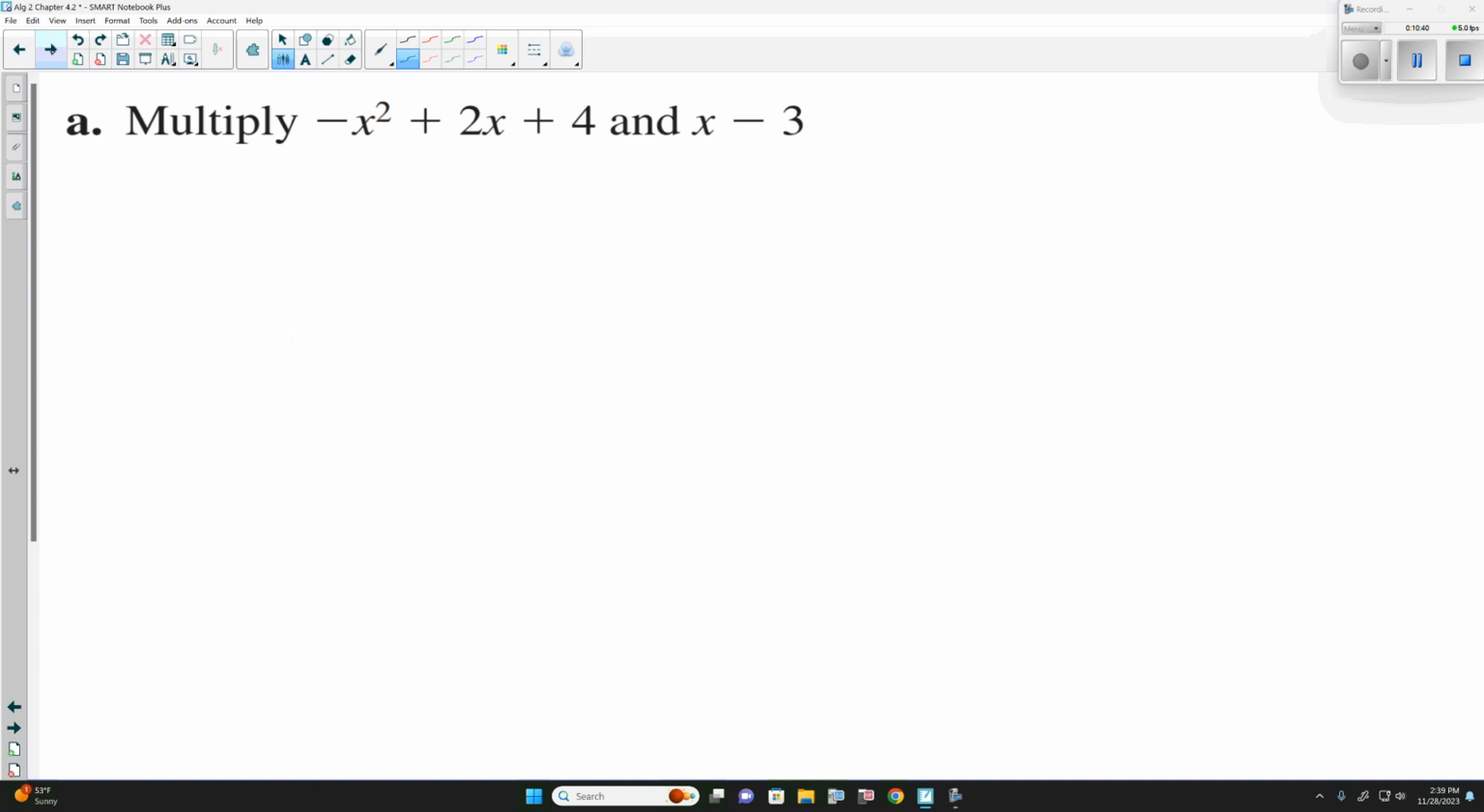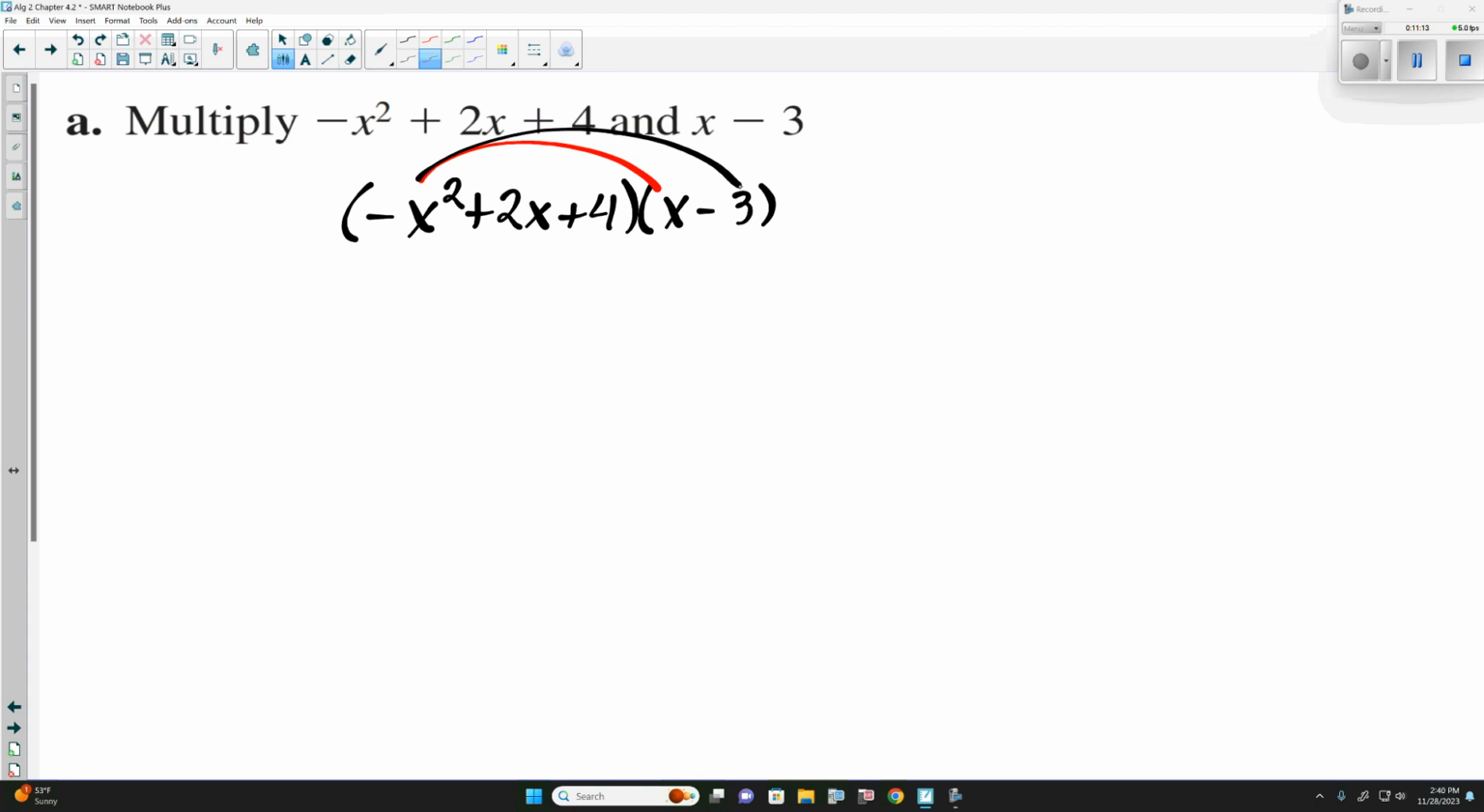Now, it is possible to multiply vertically. It's just a little odd, especially with polynomials. It does work, but I think it's a little bit easier just to keep multiplying horizontally, because we've done horizontal multiplication pretty much all through Algebra 1 and geometry. We're just going to stick with it. And we multiply horizontally.